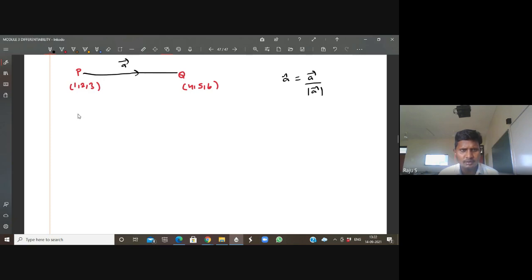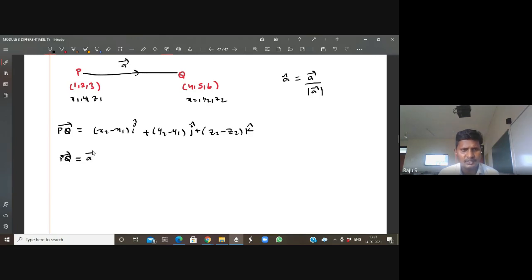Okay, first, let us take this point as x1, y1, z1, and this as x2, y2, z2. Then PQ vector is given by (x2 minus x1) into i cap plus (y2 minus y1) into j cap plus (z2 minus z1) into k cap. When they have given two different points, with the help of this formula we can find the vector. PQ vector I'm taking as vector A. So this is x2 minus x1, 4 minus 1, that is 3 i cap plus 3 j cap plus 3 k cap. This is the required vector PQ, but unit vector means the magnitude must be 1 unit distance.